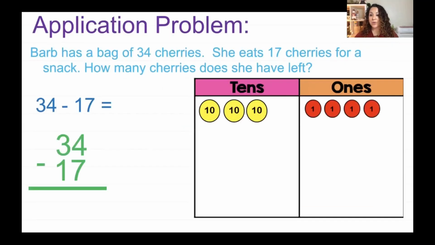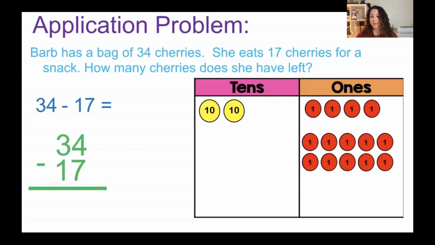So now we're going to do the same thing. We're going to take that 10 and make it into 10 ones. So let's bring that 10 over, and there we go. We have our 10 littles. So now we can take away 7. So if I'm going to take away 7, here they go.